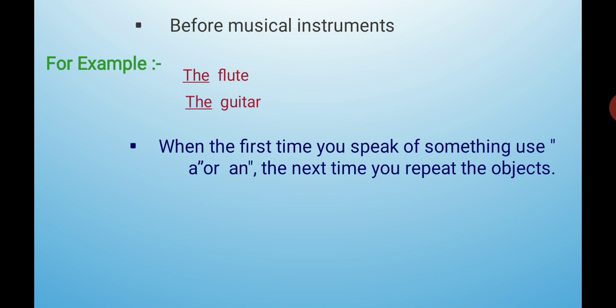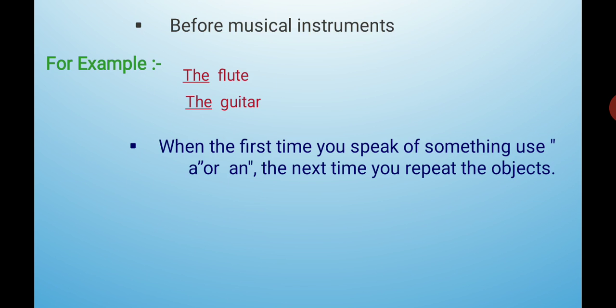The next rule is: the first time you speak about something, use a or an, and the next time you repeat the object, use the. It means that when we introduce a noun in the sentence for the first time and it is in a singular form, we use a or an to show that the noun is singular, right?